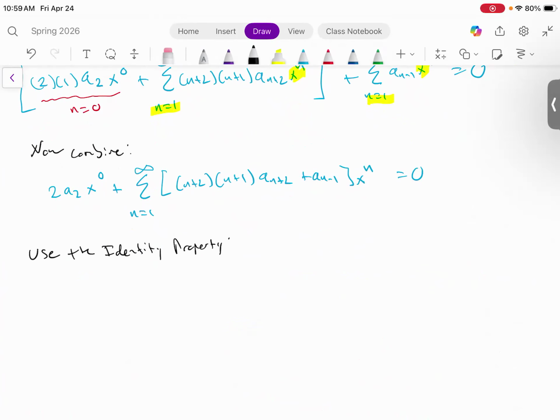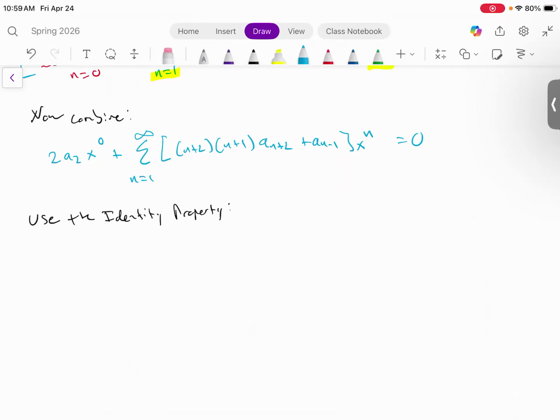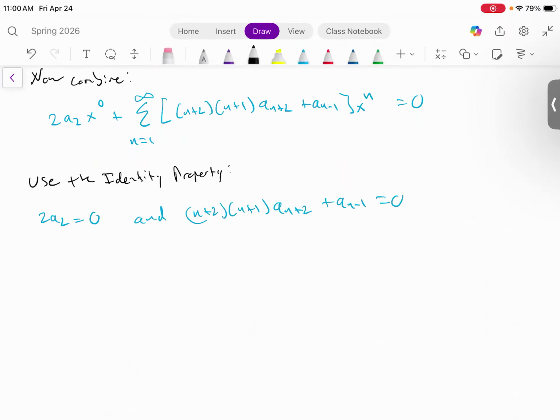Okay, and the only way for all this to equal 0 is if the coefficients equal 0. So that means that 2a sub 2 equals 0. And the constants within the power series, n plus 2 times n plus 1, times a sub n plus 2 plus a sub n minus 1 equals 0. So we need to now set up this recurrence relation.